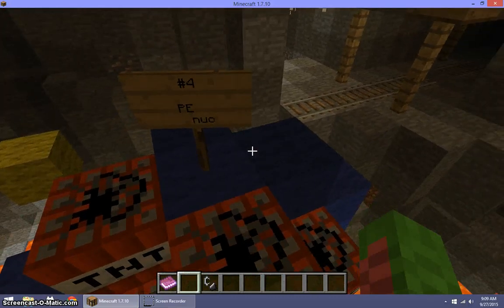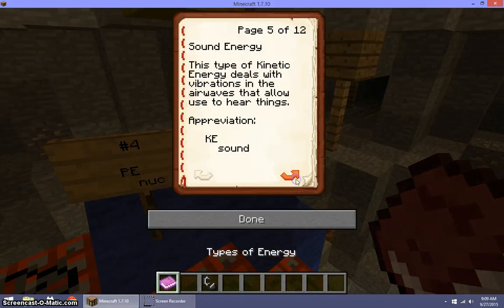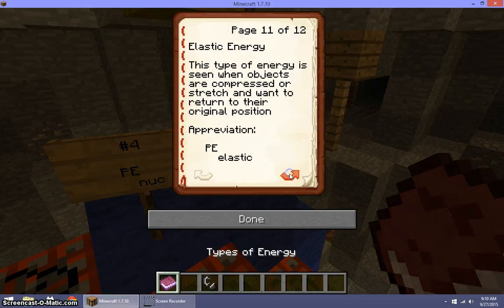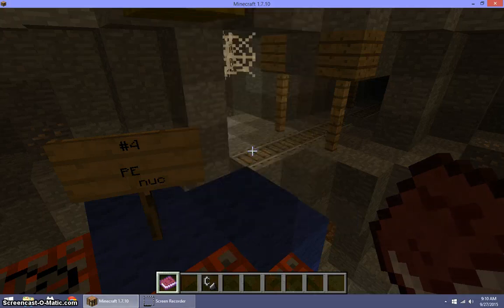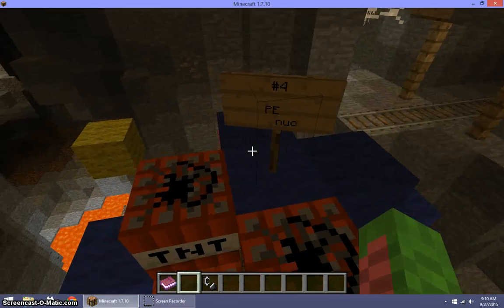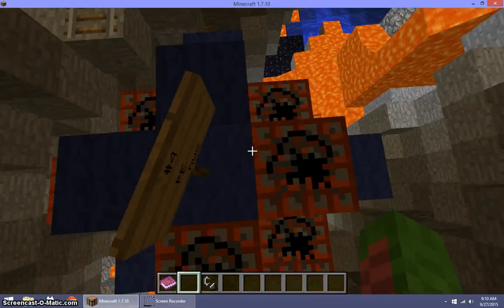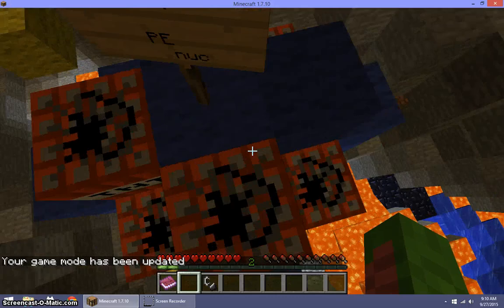That is cool. Alright, well, let me look this up and see what my book says about this. We should be towards the end. Yep, the last one on my list for potential. Okay, nuclear energy. It says this type of potential energy is the energy that is stored inside of an atom. Hmm, that is cool. But it doesn't say what exactly it is. It's just inside of it. I wonder if I could get into it. What would happen? Can't really.